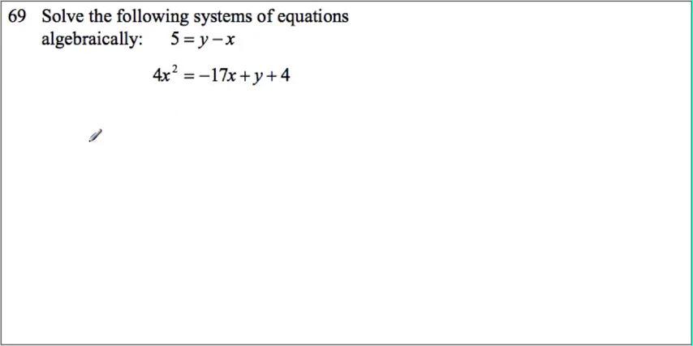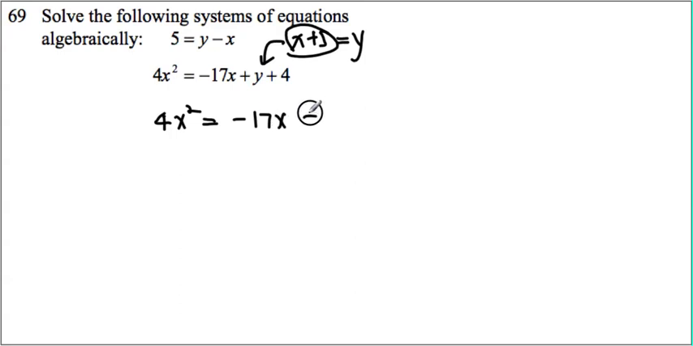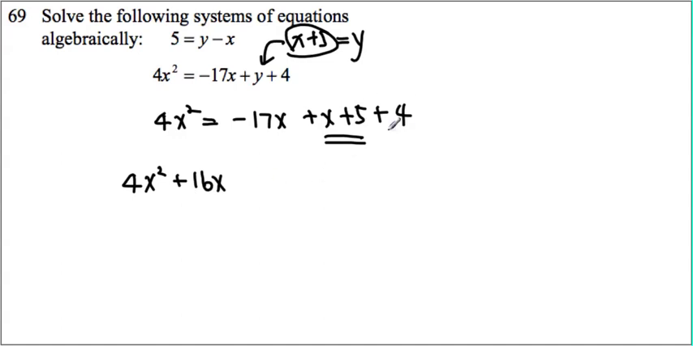Alright, number 69. So same idea. If I were to add x to both sides, x plus 5 is equal to y. Now putting this one in place of y, then what we end up getting is 4x squared, which is equal to -17x plus x plus 5 plus 4. You see, I have placed x plus 5 in place of y. Now putting everything onto the left side, we get 4x squared. I had a -17x. By adding x, we'll end up getting -16x. Putting it over to the other side, we end up getting positive 16x. Here it would have been 9. Putting it over to the other side, we get -9 equal to 0.